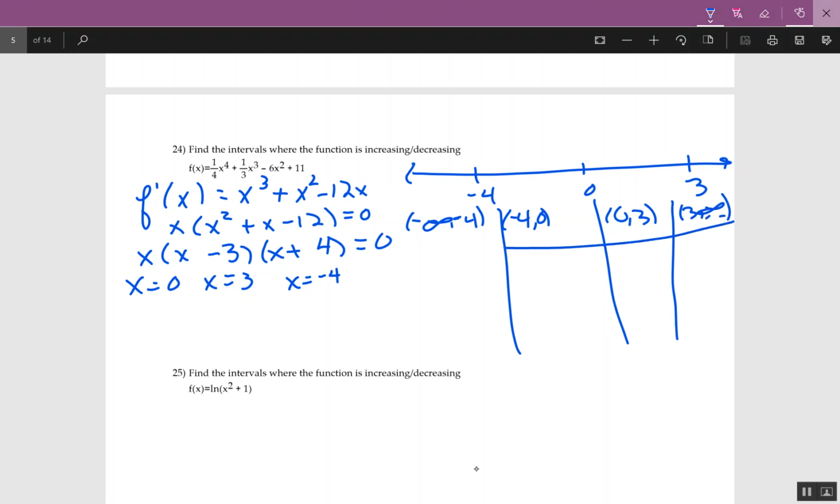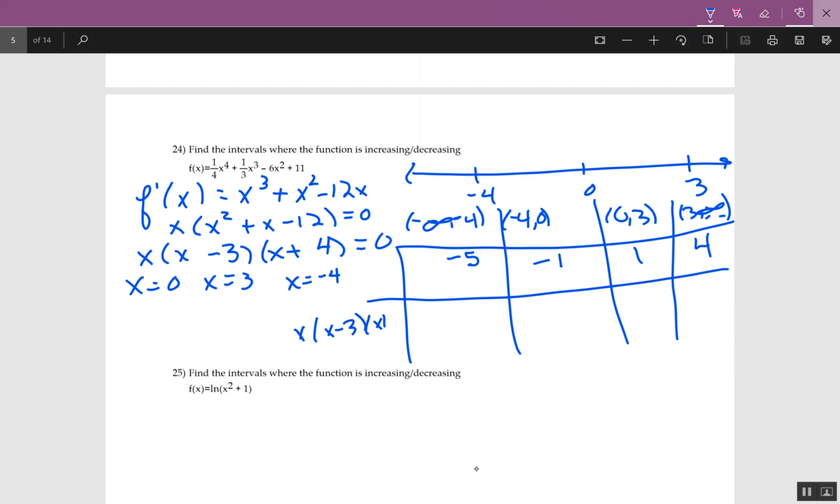Okay. So we know once we have our intervals, we would like to pick a point in each one of those intervals. So let's say we pick negative 5, negative 1, positive 1, positive 4. We want to put these numbers into the derivative. So I'm putting it into x times x minus 3 times x plus 4. So negative 5 first, then negative 5 minus 3, which is negative. Negative 5 plus 4 is still negative. So this first interval, negative, negative, negative, negative. That means decreasing.